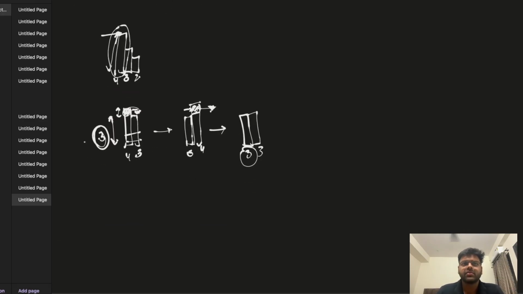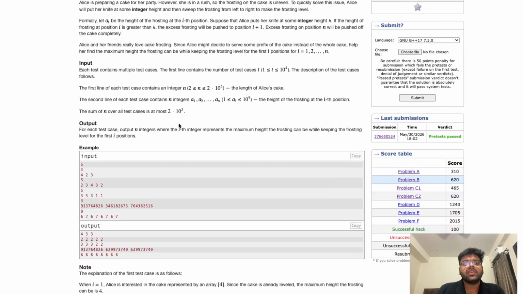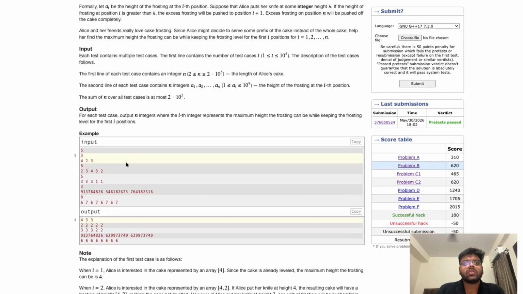So 3 would be the answer for this. And similarly, if I consider 4, 3 and 2, in that case 2 would be my answer, right? So my net answer would be 4, 3 and 2. I've just reversed this particular case, so here it is 4, 2, 2, but if you take 4, 3, 2, it would be 4, 3, 2.